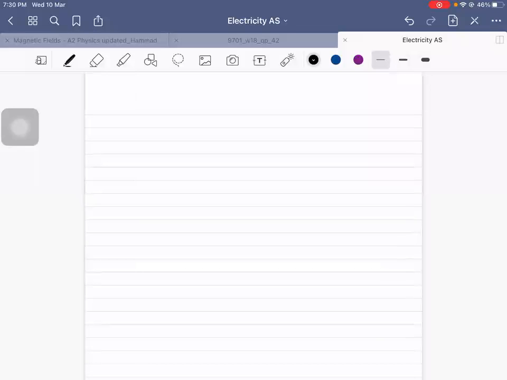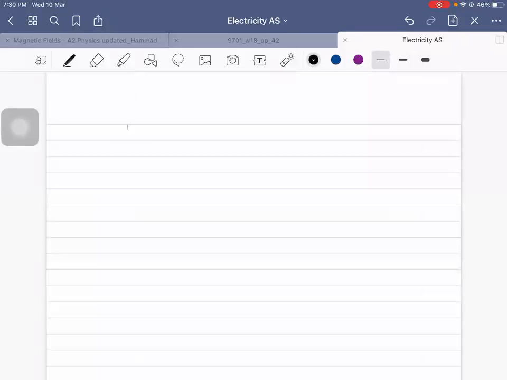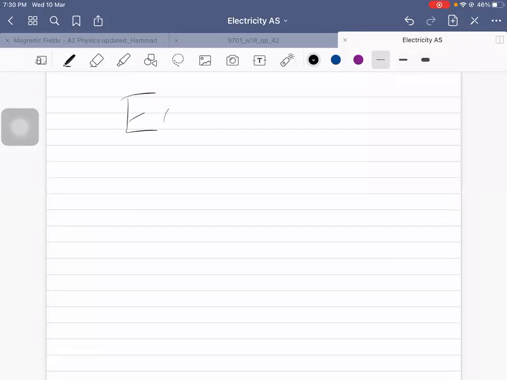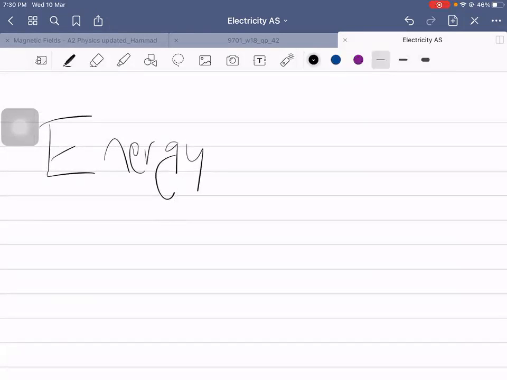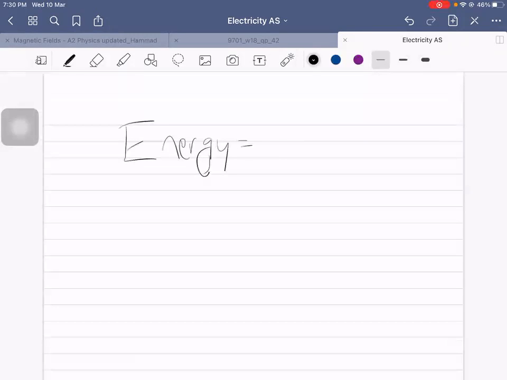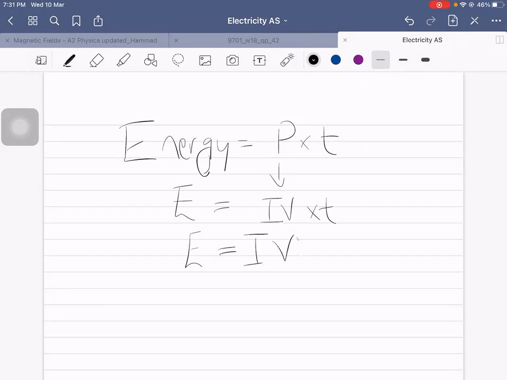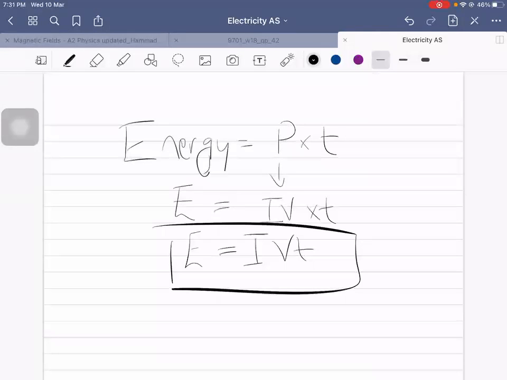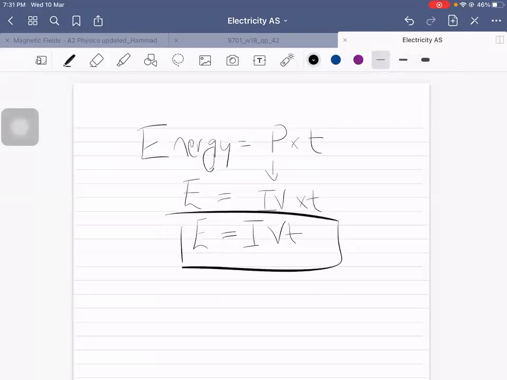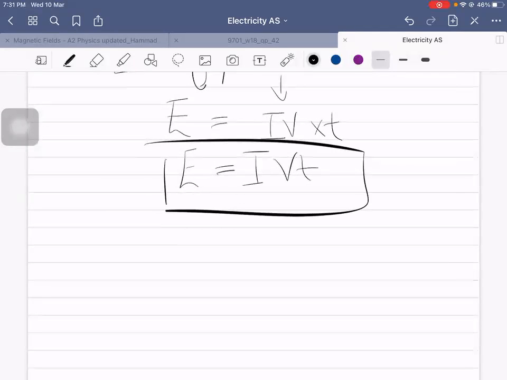Similarly, if you had to work out energy, right? Energy is equals to power into time. Power can be broken down into IV. So energy is equals to IVT. Right? So एक particle की energy निकालनी है.